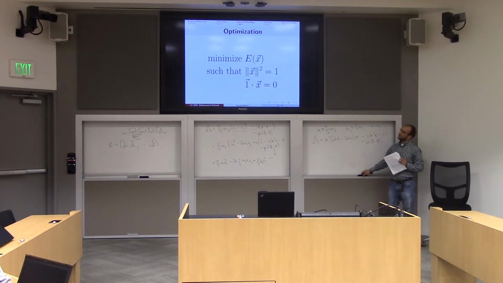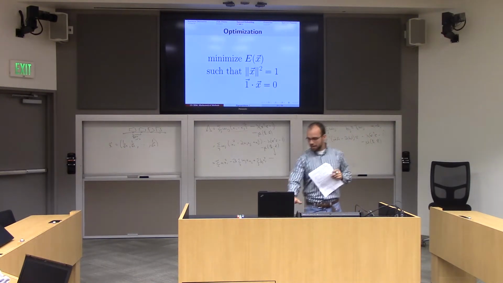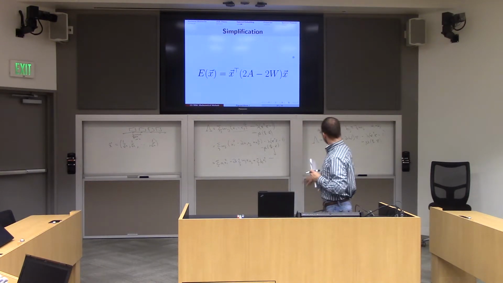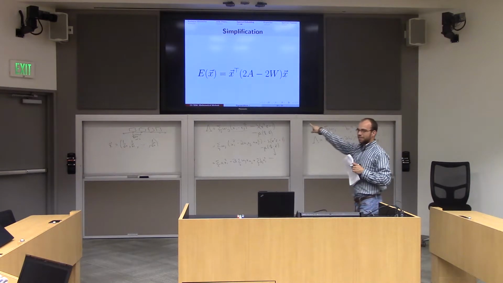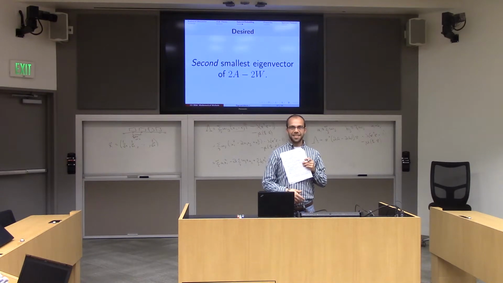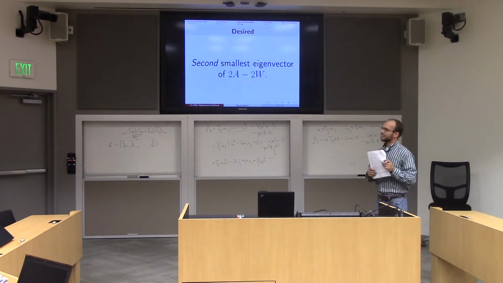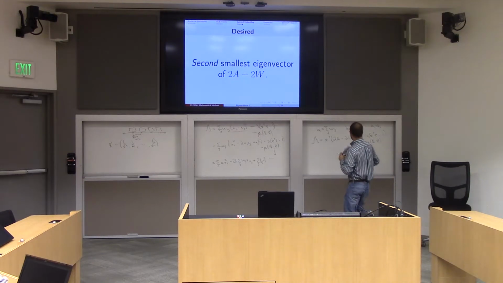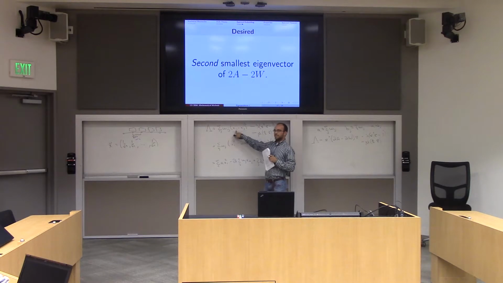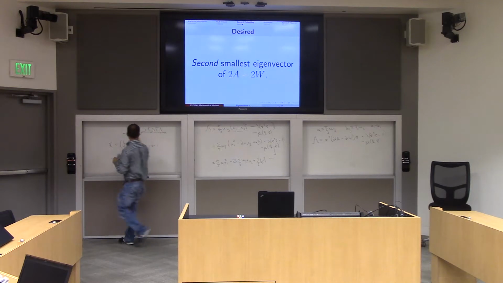I think I can go to the next slide now. We know that our energy is just the first part of this. Thankfully, I haven't made a mistake yet. It's only a matter of time. And now we want to find this surprising result, which is that I want the second smallest eigenvector of 2A minus 2W. By the way, this matrix is clearly symmetric, because this is diagonal and W is symmetric by definition. And it's also positive semidefinite. But we're not going to worry about that today.